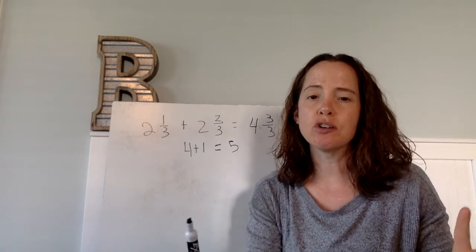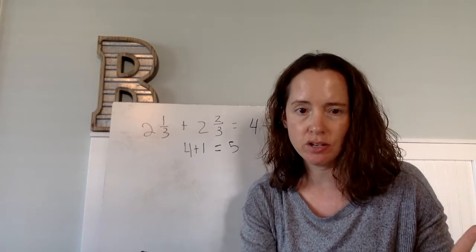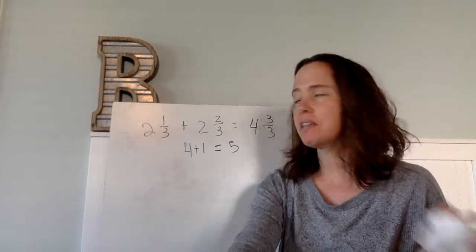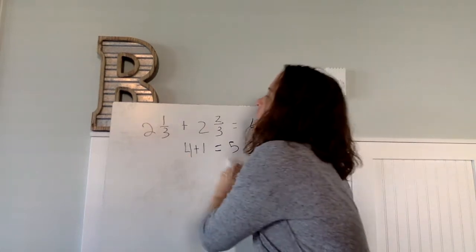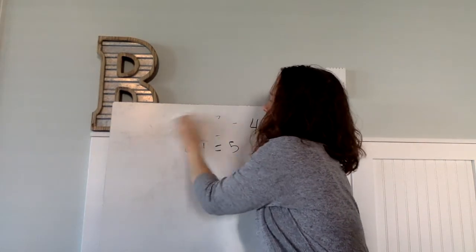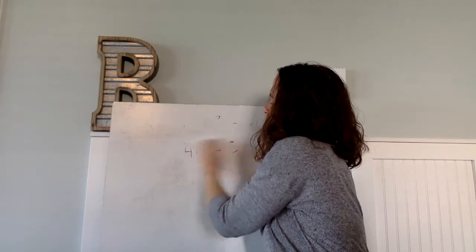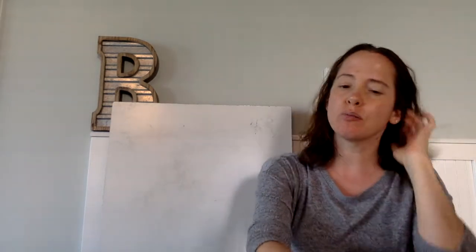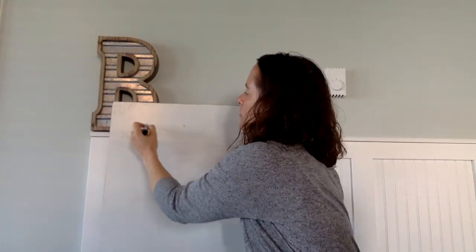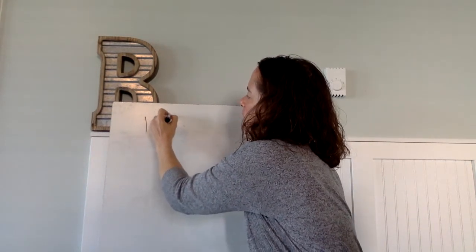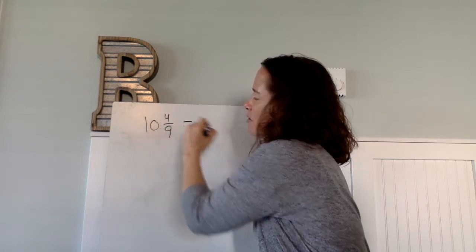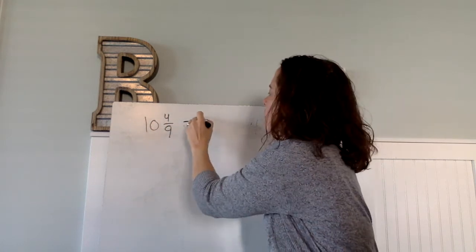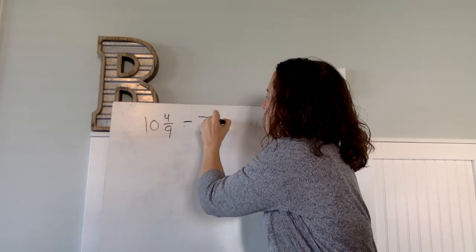I'm going to go on to show you how we do this with subtraction. Subtraction is kind of the same thing. It just gets a little different when we have to regroup. But today we're not going to worry about regrouping. We're just going to subtract mixed numbers without using visuals. So if I have 10 and 4/9, and I'm going to subtract 7 and 2/9.